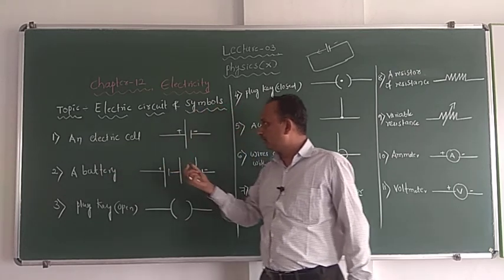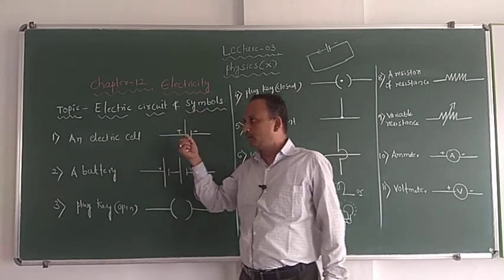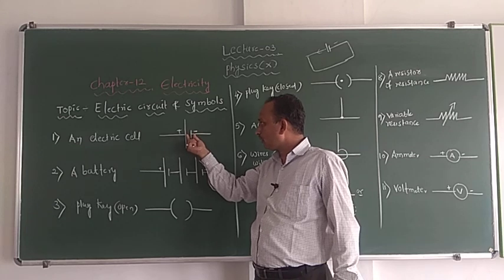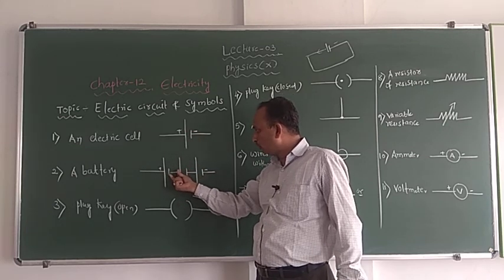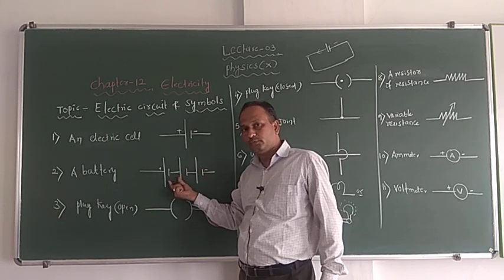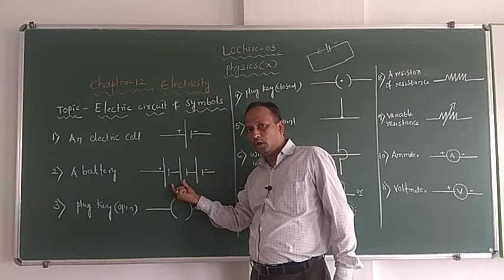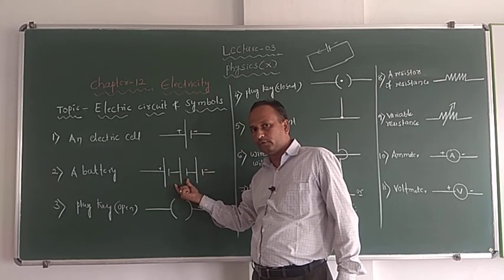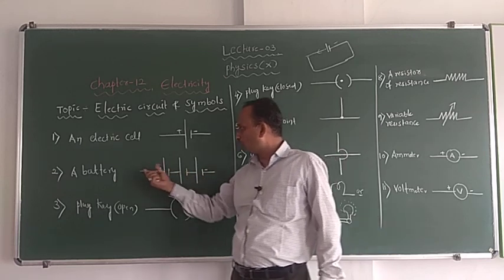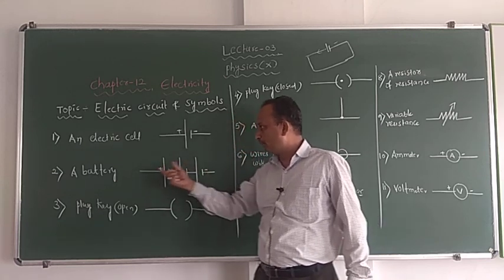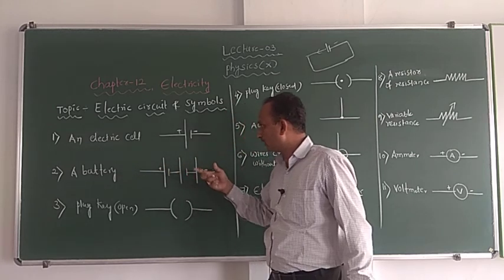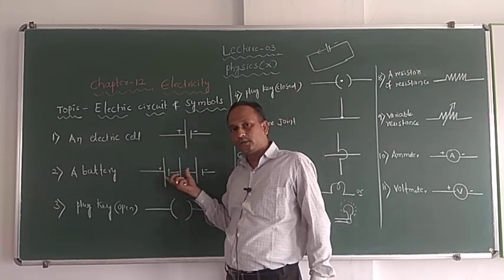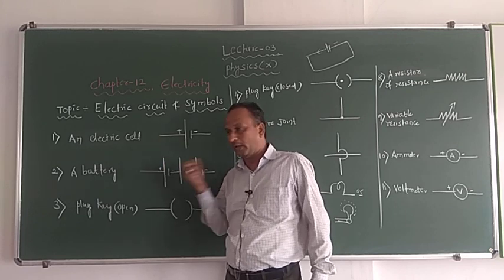Now we will come to the battery. A battery is a combination of cells. For example, if one cell is 3 volt, and you have 3 such cells, totally it will be 9 volt. That is a 9 volt power supply we are connecting. The cells in a battery are connected either in series or in parallel.